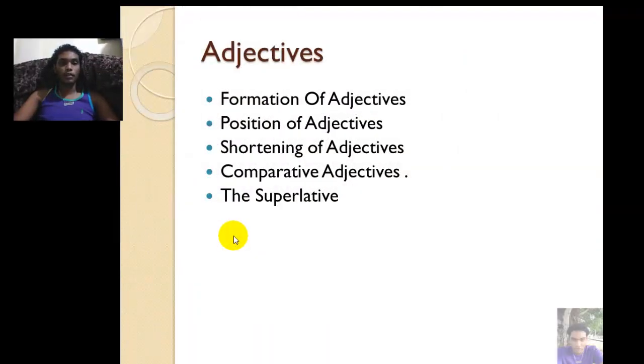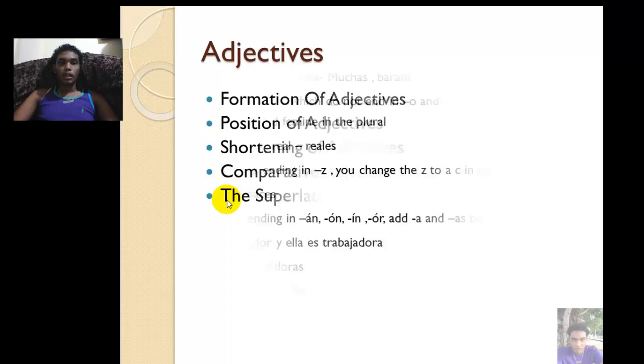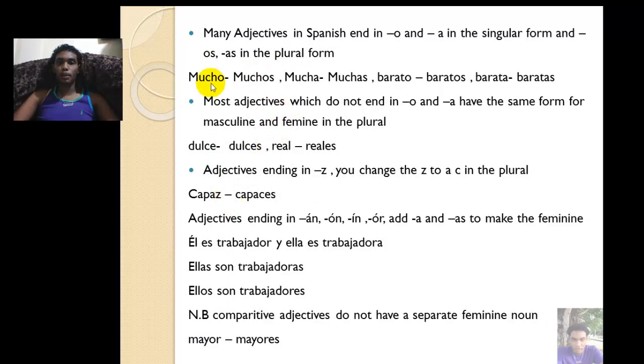Let's get to the chunk of it, which is adjectives. These five things would be accomplished in this segment of the video, right? As we know, mucho, muchos, mucha, muchas, barato, baratos, barata, baratas. Okay. Most adjectives that do not end in O or R have the same form for masculine and feminine in the plural. Dulce, which means sweet, real, which means real. Okay. The adjectives ending in Z are changed to C in the plural, and you add ES according to when we're pluralizing nouns. It's the same rules that apply. Capaces. Okay? Adjectives ending in these to make the feminine.